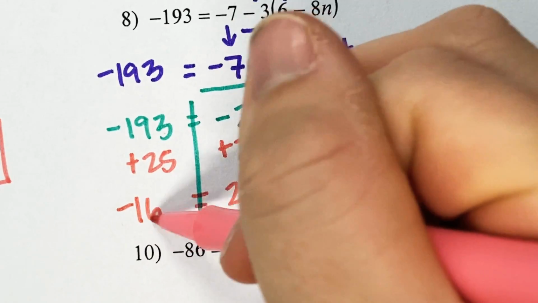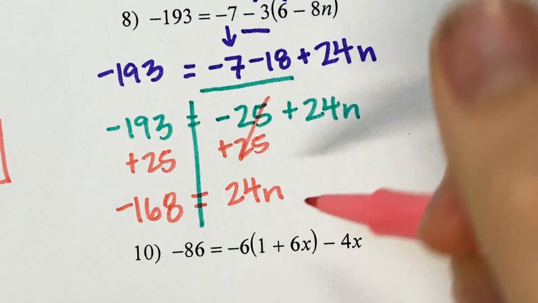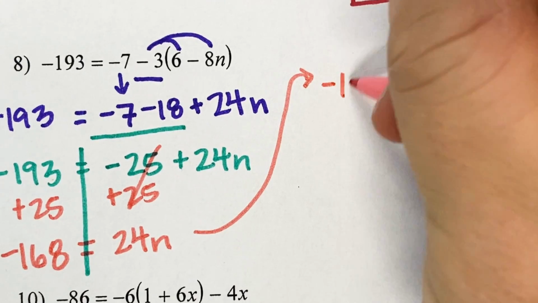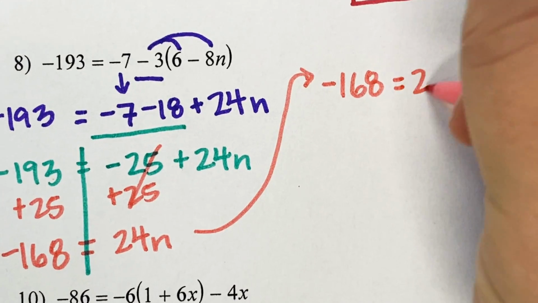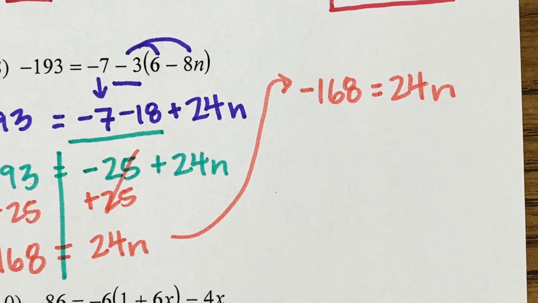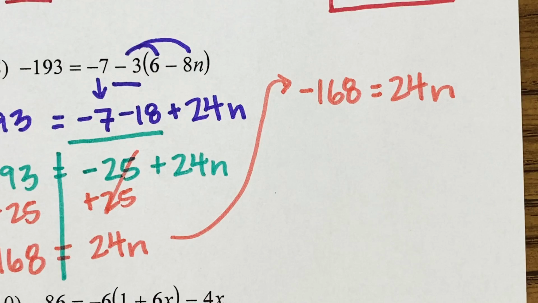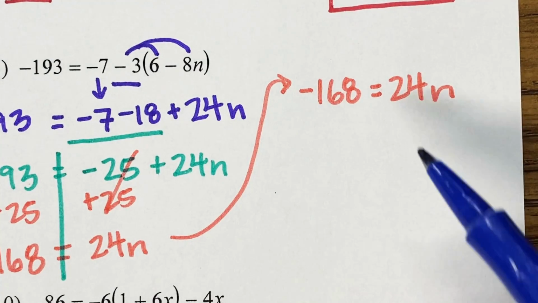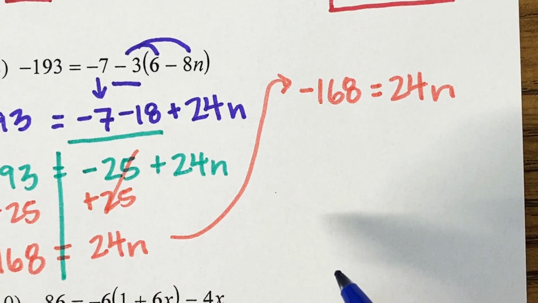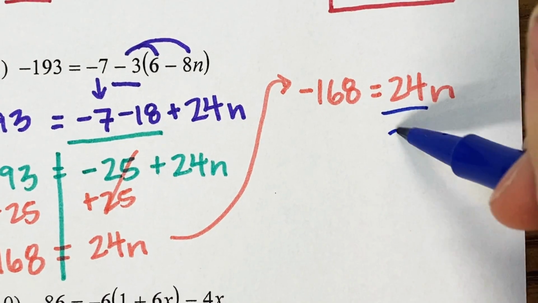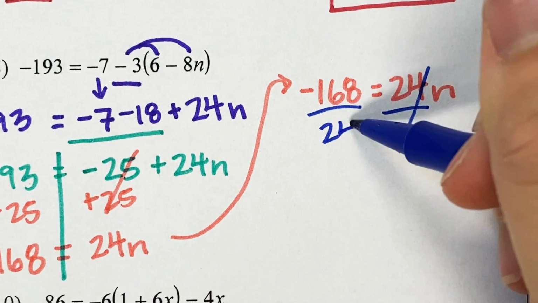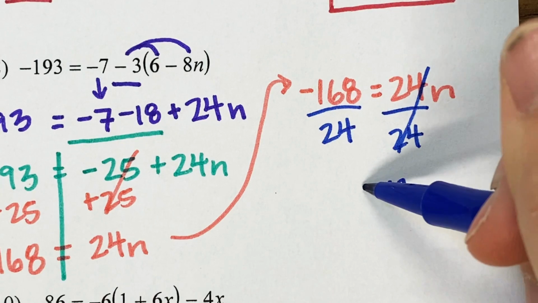Negative 168. Okay, in fact, I'm just going to rewrite this over here so we have a little more room. So I got negative 168 equals 24 times n. My very last step is to get rid of this times by 24. So what is the opposite of times by 24? We divide by 24. That got rid of it. We have to do the same thing to both sides. So n is all by itself.